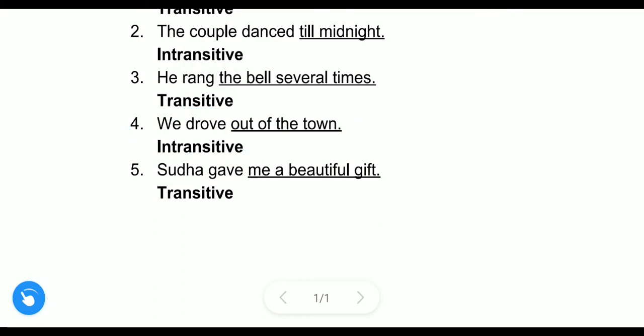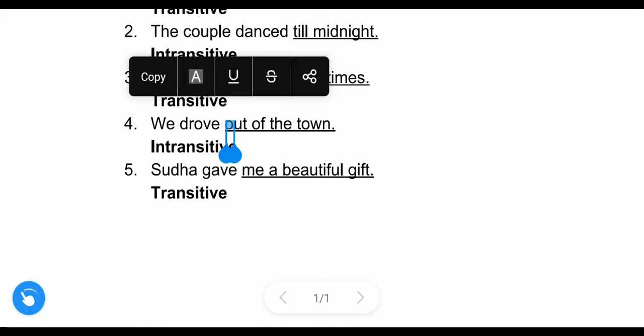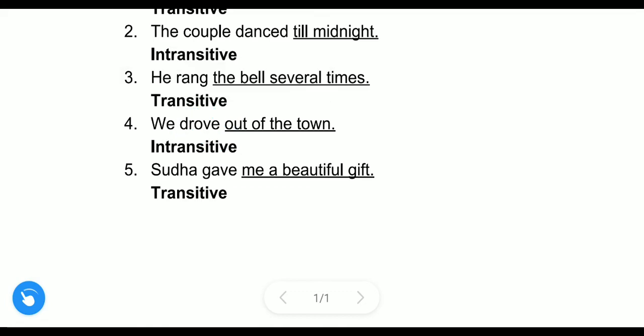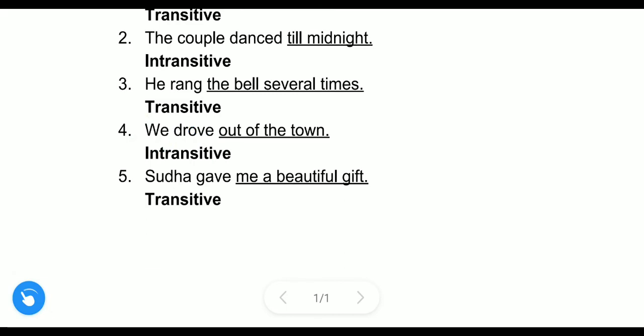So in this sentence, what is the verb? Drove is the verb, which is the action word. This action is performed by the subject we. So let us frame the question with what to check whether this verb is transitive or intransitive. What did we drive? Out of the town? No, this is not the answer. What did we drive? So you don't get the answer here. It means the object doesn't receive the action of the verb and hence it is intransitive. So drive is the intransitive verb.